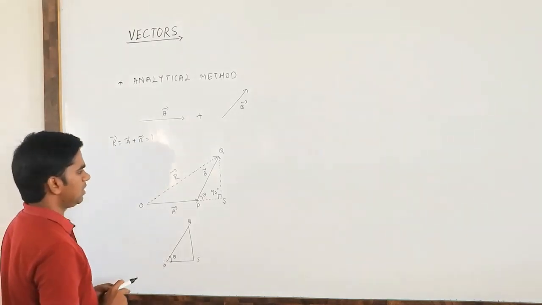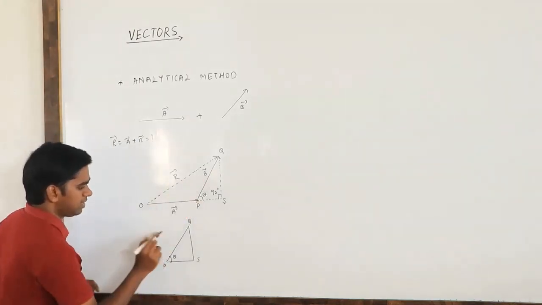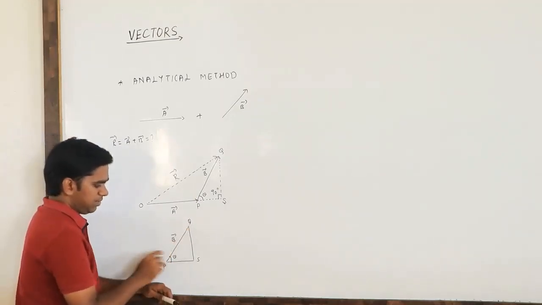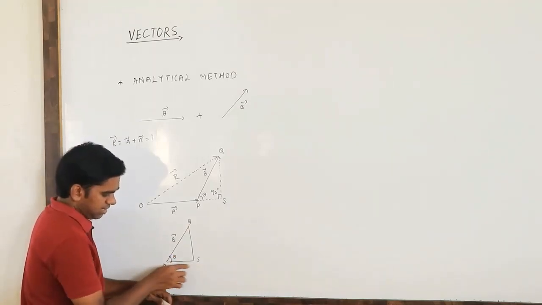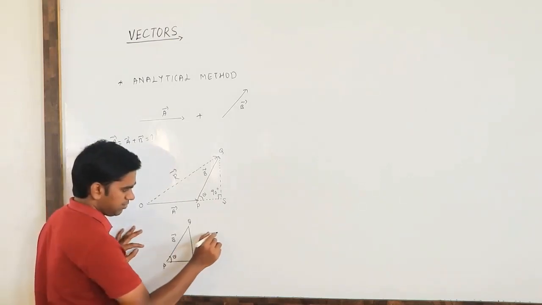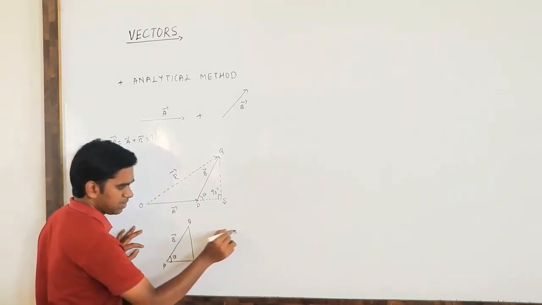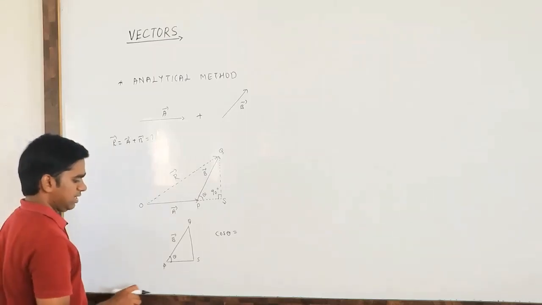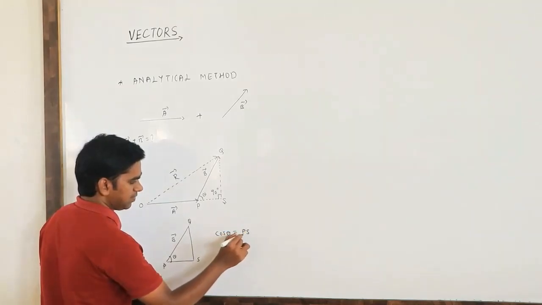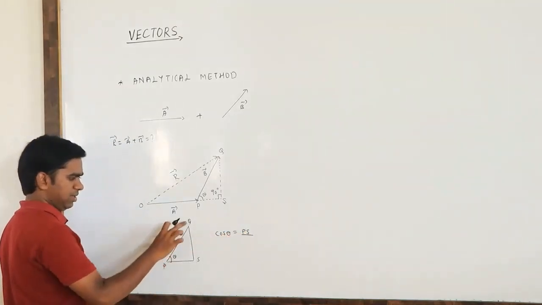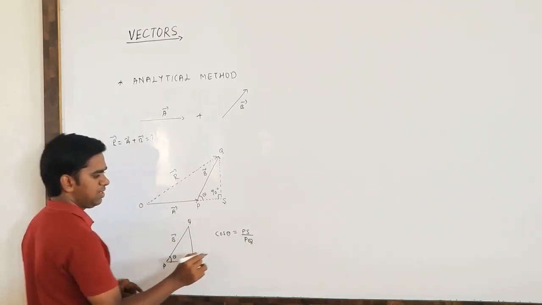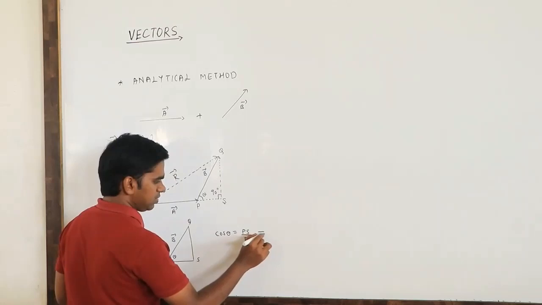If I take this as B, or you can take PQ, how can we find PS? If you remember cos theta, what is cos theta? Cos theta is adjacent divided by hypotenuse. Adjacent is PS, divided by hypotenuse, which is PQ. What you need is PS.